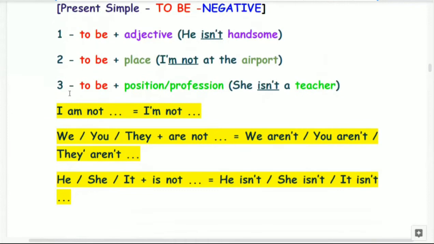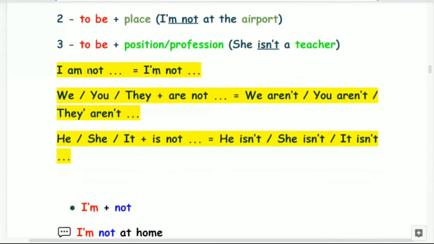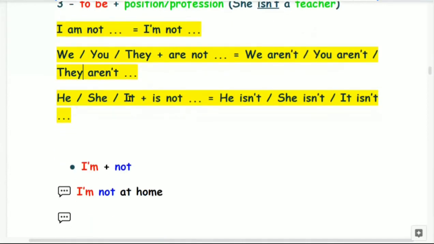How is the negative form of to be made? We simply add not. I am not. Since we use contractions more often, I'm not; we, you, they plus are plus not: we aren't, you aren't, and they aren't. And also he, she, it plus is plus not: he isn't, she isn't, and it isn't, okay.